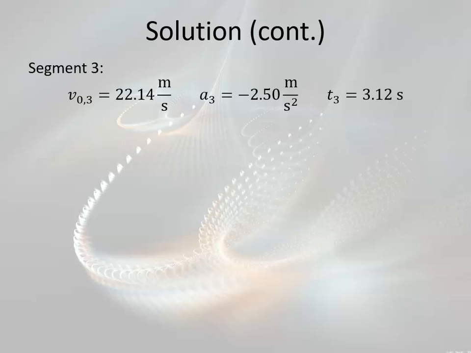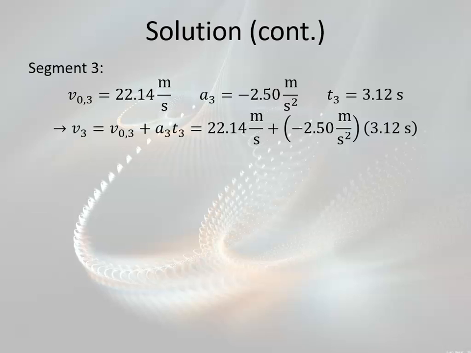So I'm just keeping some extra digits there so people can keep track. For segment 3, we already got that the final velocity at the end of segment 2, which was the same as the final velocity at the end of segment 1 since acceleration in segment 2 was 0, is 22.14 meters per second for the initial velocity of segment 3. The acceleration for segment 3 is given, and the time passage in segment 3 is also given.